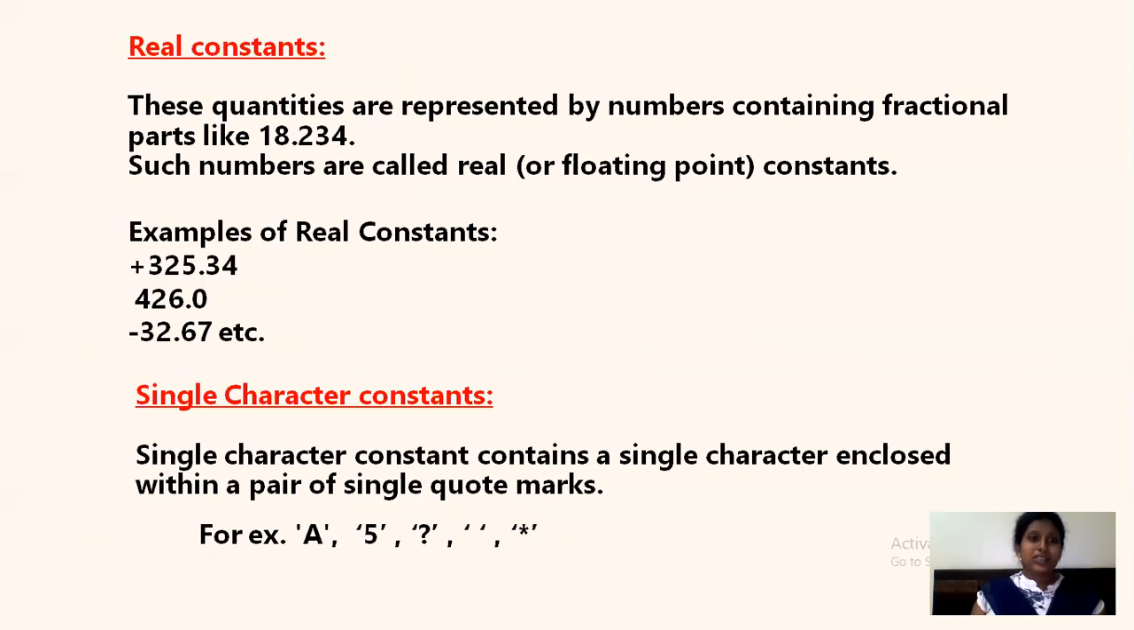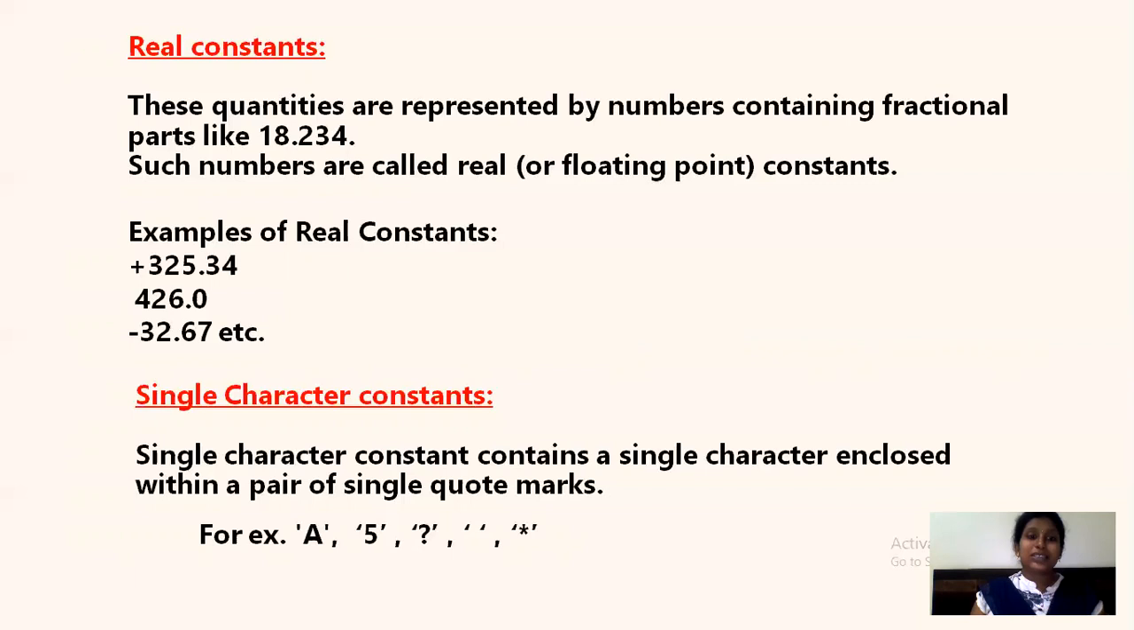Then comes real constants. These quantities are represented by numbers containing a fractional part like 18.234. Such numbers are called real or floating point constants. Examples of real constants: you will be representing that with your dot symbol. All these are nothing but examples of your real constants.